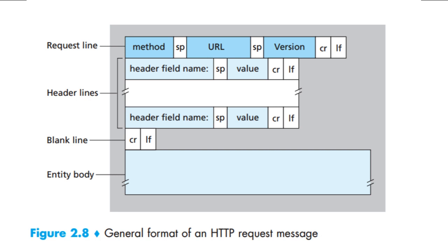After the header lines, we have the blank line. And the last part, the entity body, is empty because the GET method is used here. The GET method is used when the browser requests an object, with the requested object identified in the URL. Thank you.